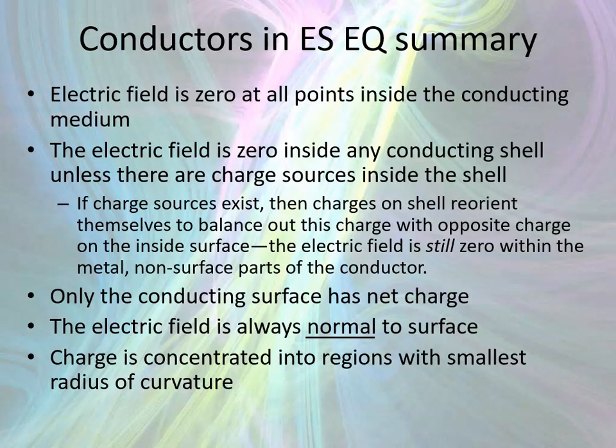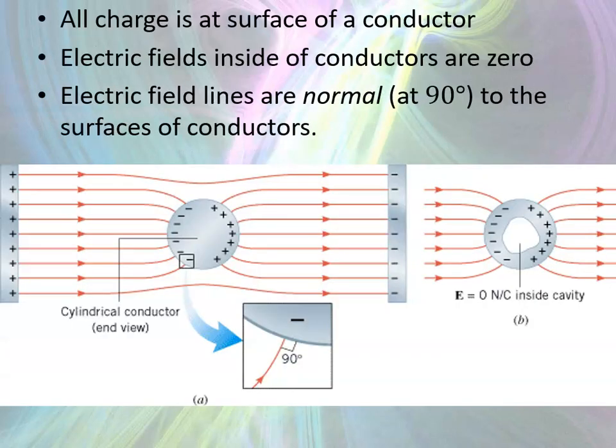The only net charge that's going to be on the metal itself is going to be at the surface, and the electric field is always normal, that is perpendicular to the surface. And charge also tends to get concentrated into areas with the smallest radius of curvature.